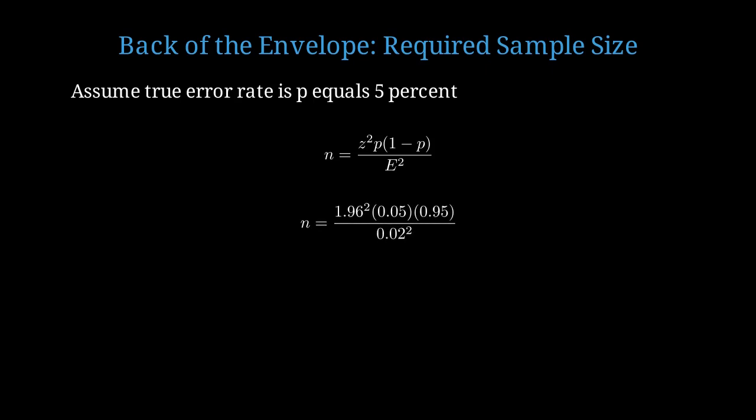Plugging in values. Z equals 1.96 for 95% confidence. P equals 0.05. E equals 0.02. Calculating gives approximately 456 test problems. This is the minimum sample size needed for reliable error rate estimation. Let's discuss practical verification techniques. What specific checks should we implement for each subtask?